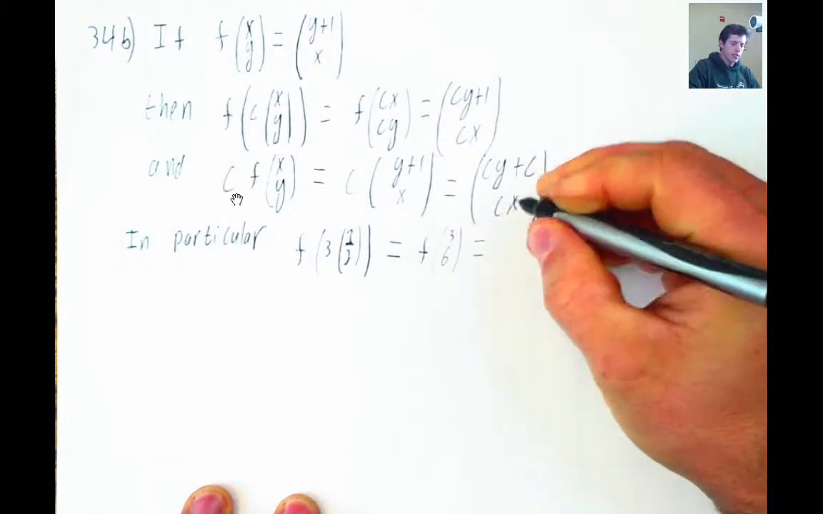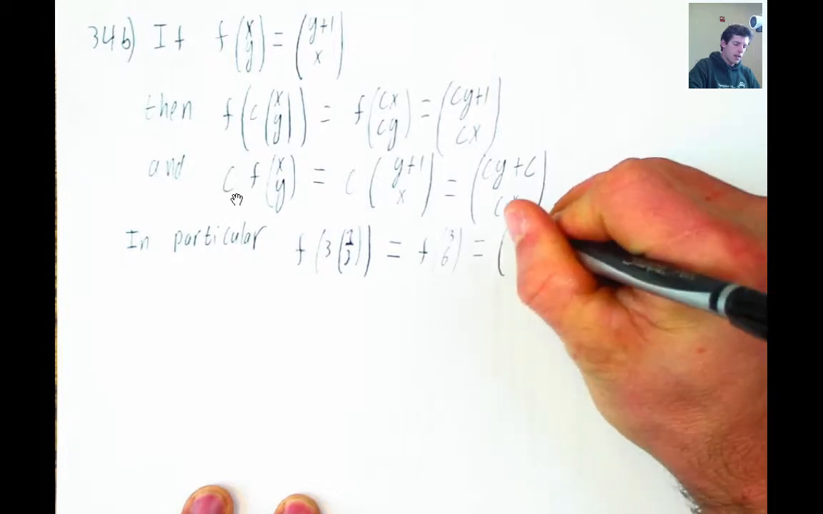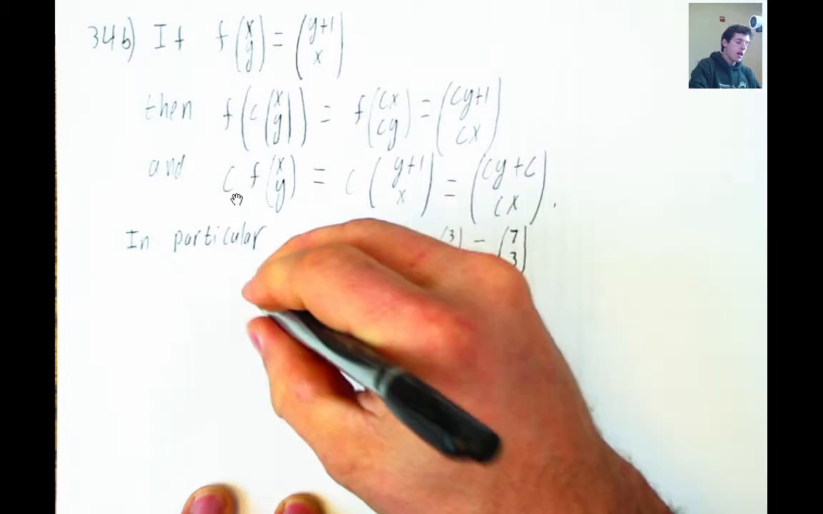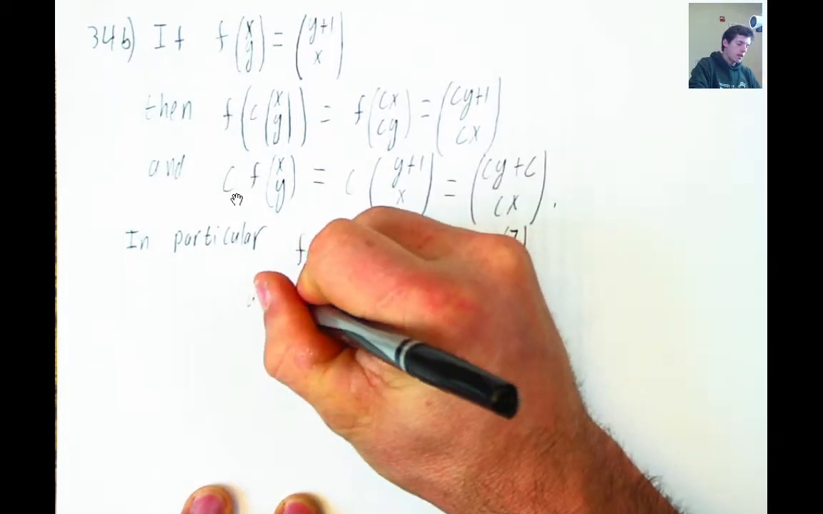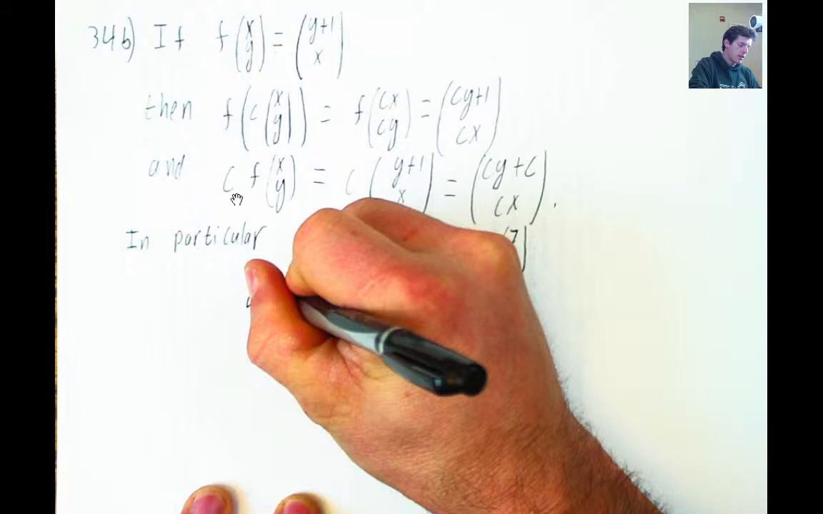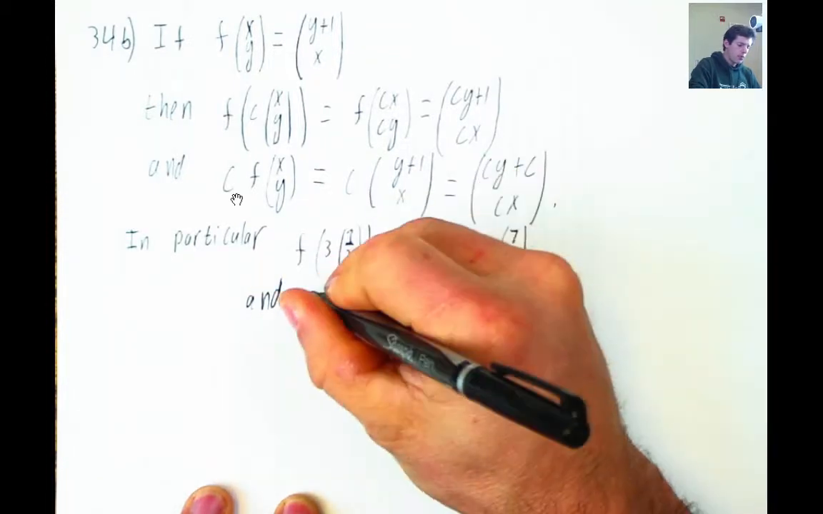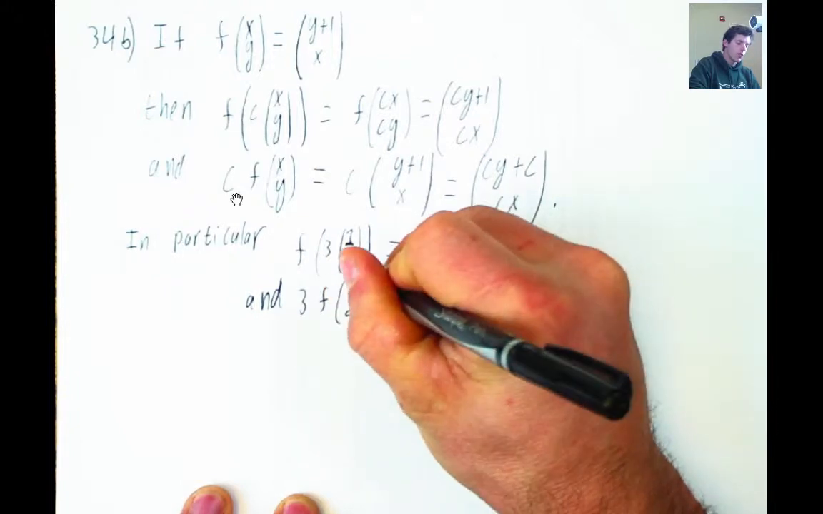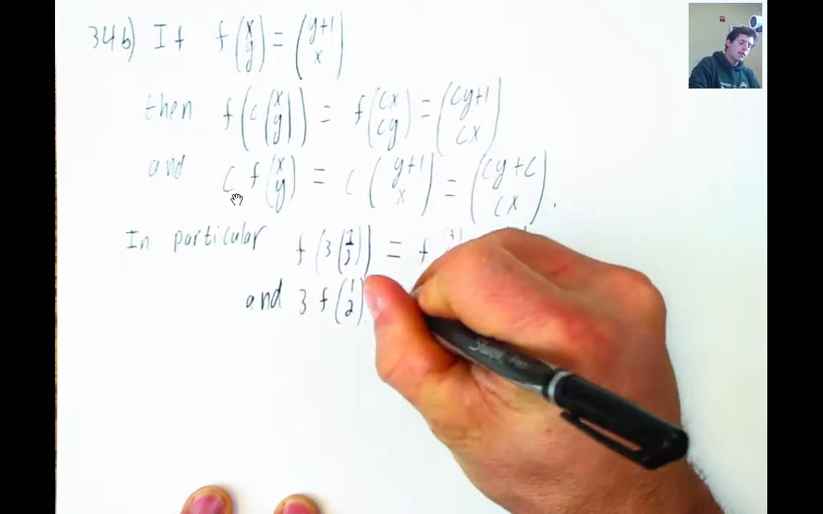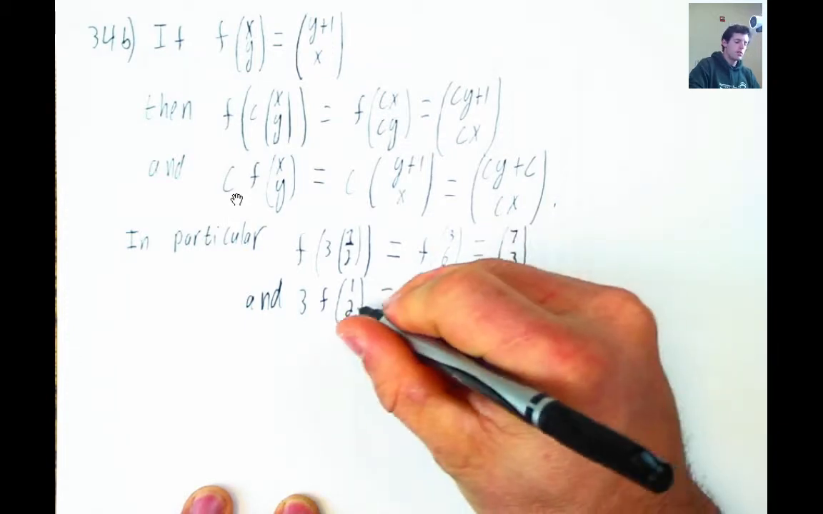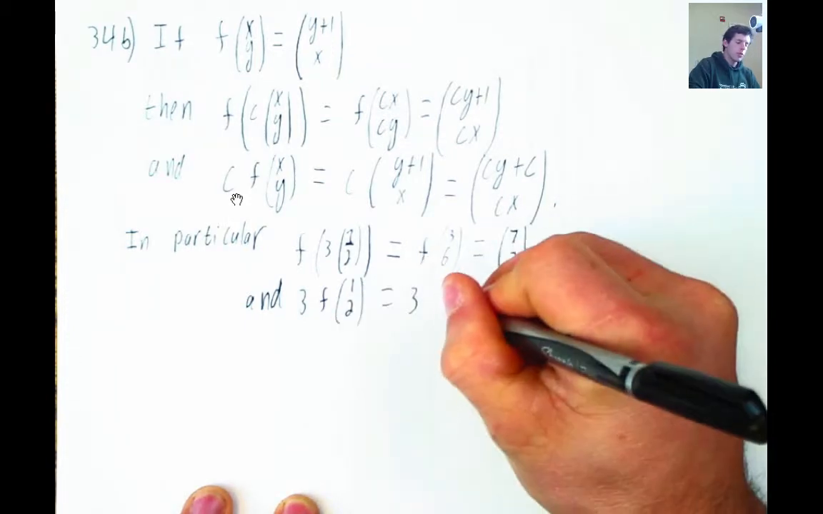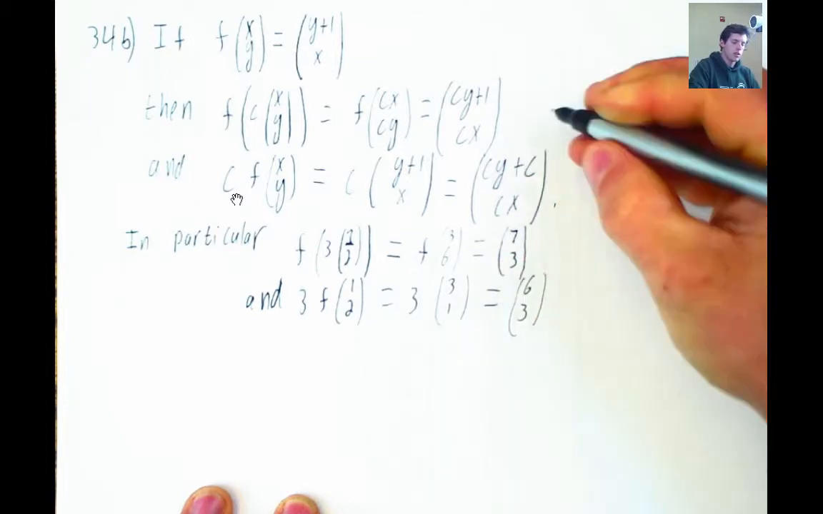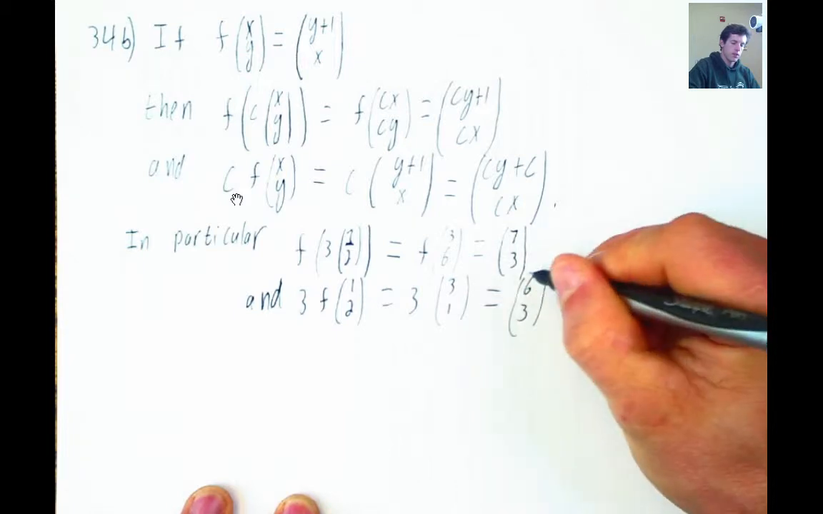And that would be what? 6 plus 1 is 7 in the first slot, and the second slot we put 3. And I think my pen is dying here. And 3 times f of (1, 2), carefully not written as a fraction, is 3 times, let's see, 2 plus 1 is 3 in the first slot, and 1 goes in the second slot, for a (6, 3). And yeah, so I see that the first component is different, 6, 7, 3 versus 6, 3.